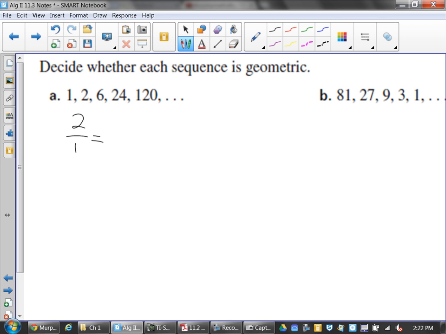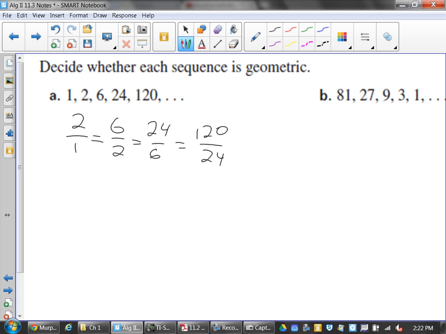Does that equal third term divided by second? Does that equal fourth term divided by third? Does that equal fifth term divided by fourth? And so on and so forth. You're checking to see if each one of those has the same ratio.